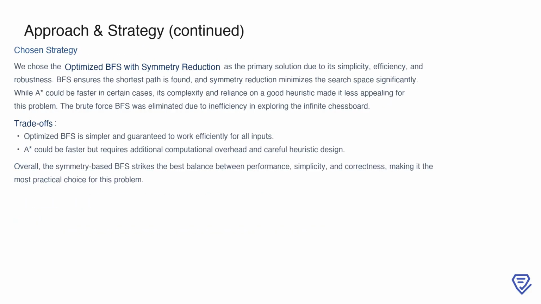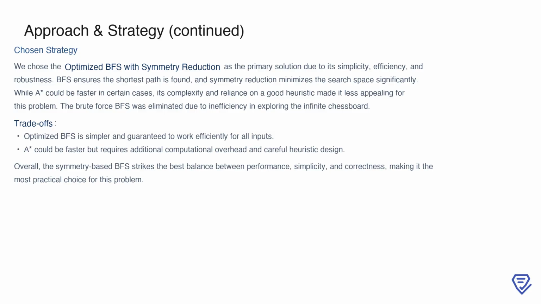After evaluating the different strategies, we chose the optimized BFS with symmetry reduction as the most suitable solution. This approach strikes an excellent balance between simplicity, efficiency, and robustness. By leveraging symmetry, we reduce the search space significantly, and the BFS framework guarantees the shortest path is found. While A* can sometimes outperform BFS due to its heuristic-driven exploration, it introduces additional complexity and relies heavily on the quality of the heuristic, which can be difficult to fine-tune.